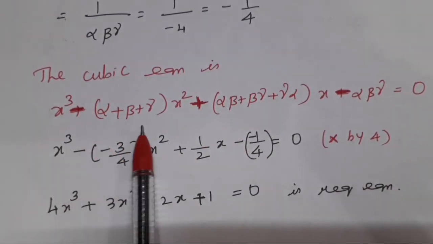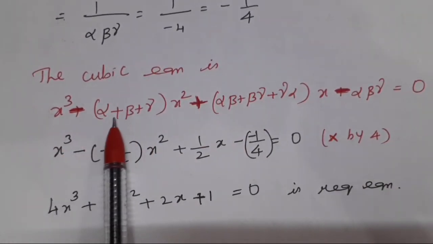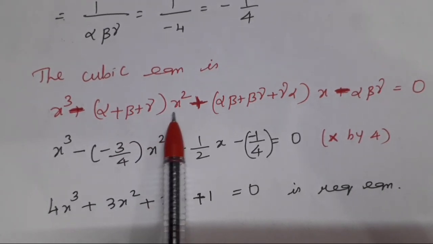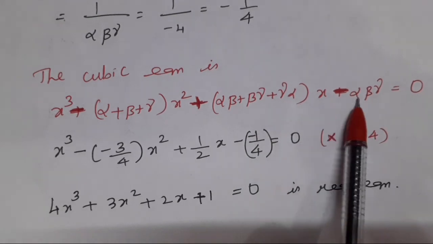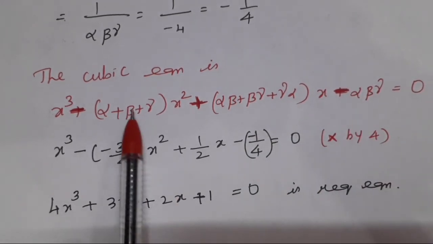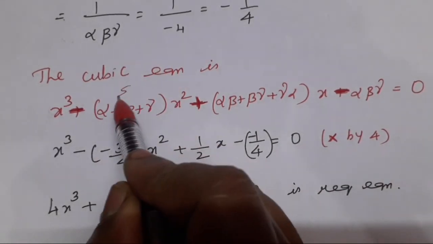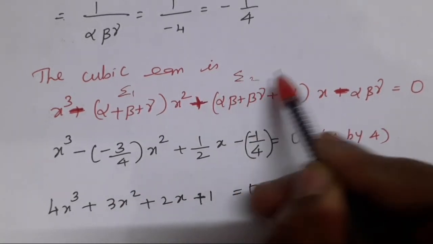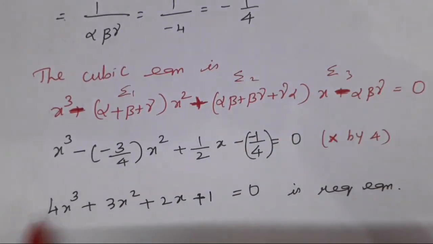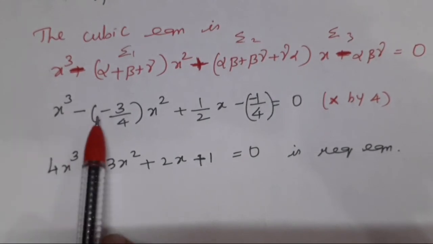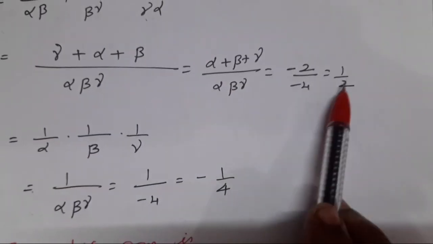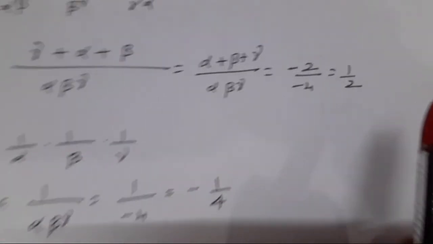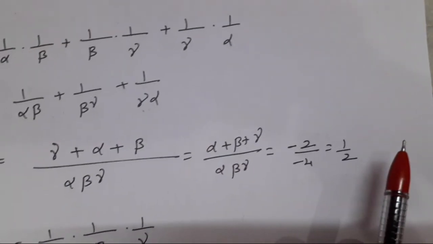Therefore the cubic equation is x cube minus alpha plus beta plus gamma into x square plus alpha beta, beta gamma, gamma alpha into x minus alpha beta gamma. That is summation of 1, summation of 2, summation of 3. Substitute the values. So x cube minus summation of 1, which is minus 3 by 4, into x square. Summation of 2 is here, we found 1 by 2.